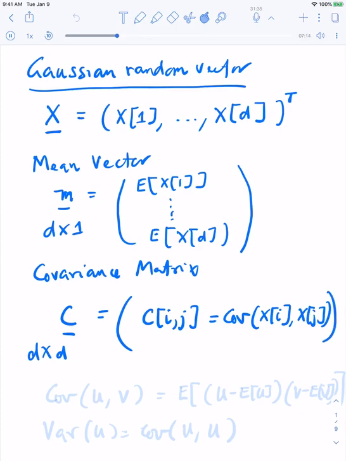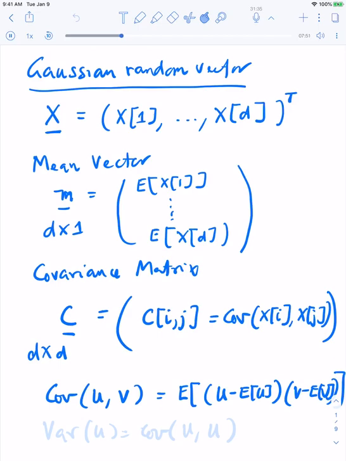And so now we have to go back and define covariance. So basically you've got a d by d matrix filled up with these entries, and let me just define covariance. Covariance of two random variables u and v can be thought of as how u and v co-vary around their means. So you get rid of the means and then look at the expectation of their product.